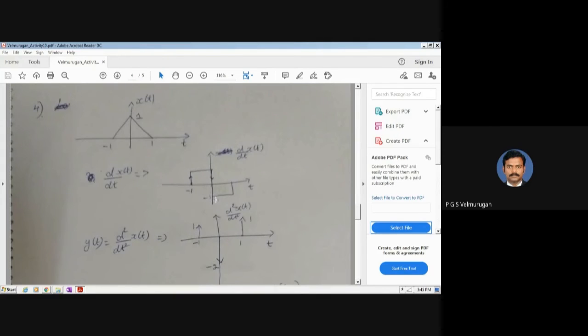So that is plotted here, sir. Okay. Yeah, correct. Yes, sir.